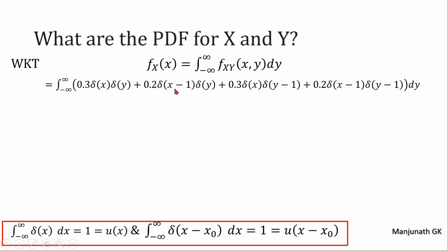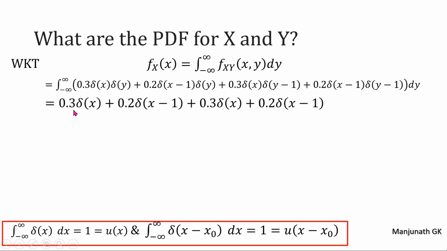From the second term, the x terms and 0.2 are constant. Take them outside. From the third term, 0.3 and the x terms are constant. Take them outside. As a result, we get this equation. After simplification, fX(x) will be 0.6 delta of x plus 0.4 delta of x minus 1.